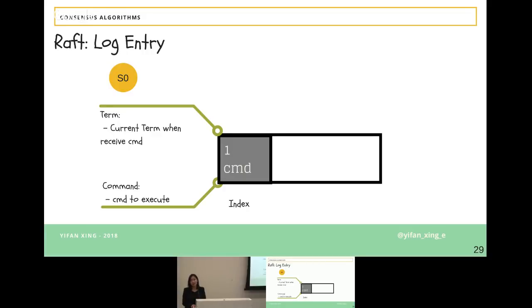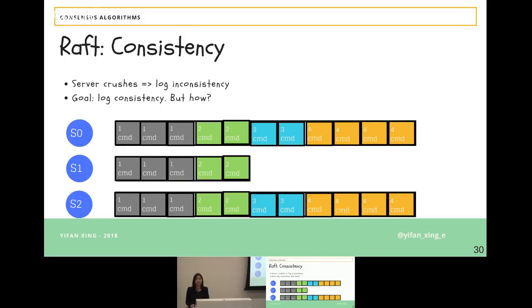We kept talking about the log entry. This is what it looked like. Basically, you have a term which keeps track of the current term in which the most recent leader was elected, basically the current leader. And then also the command to execute for this current entry. And you also know the index of the current entry. We'll need this information later.